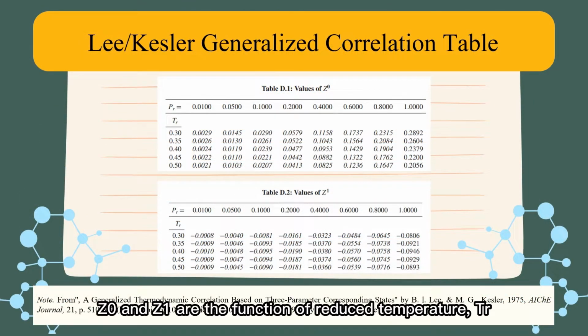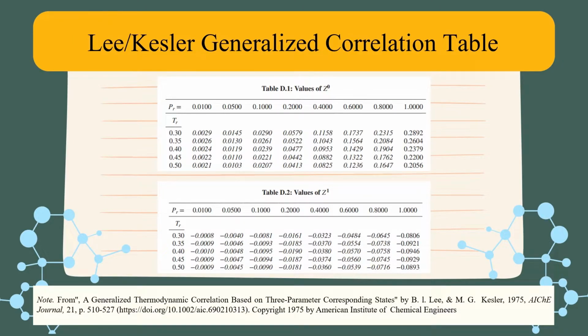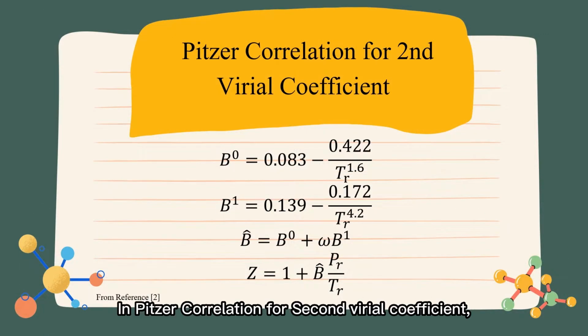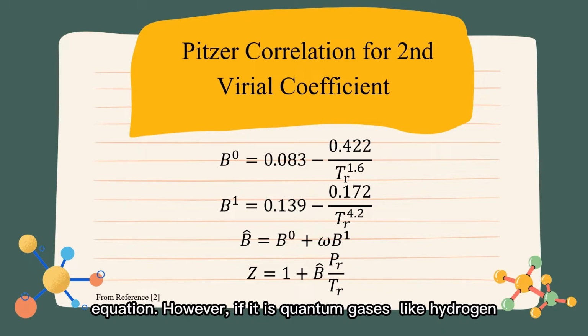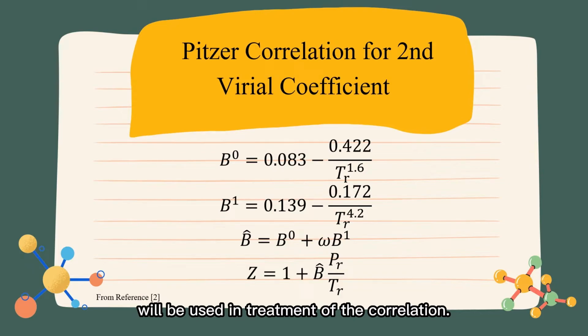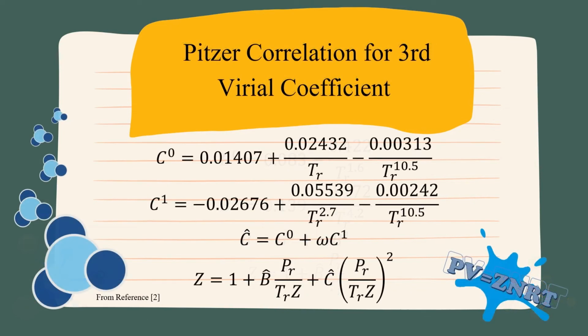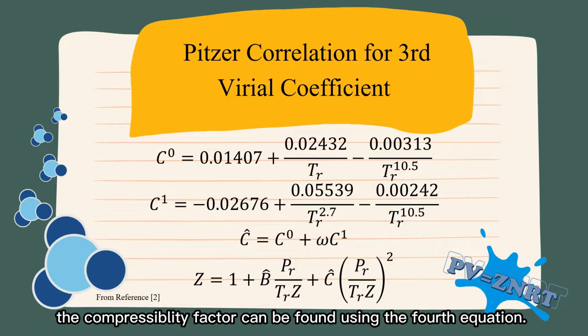Z0 and Z1 are functions of reduced temperature TR and reduced pressure PR. The table shown is used to find Z0 and Z1 of the fluid based on the TR and PR given. In the Pitzer correlation for the second virial coefficient, the compressibility factor Z is found using the fourth equation. However, if it is a quantum gas like hydrogen or other noble gases, temperature-dependent effective critical parameters like Tc, Pc, and Vc will be used in the treatment of the correlation. In the Pitzer correlation for the third virial coefficient, the compressibility factor can be found using the fourth equation.